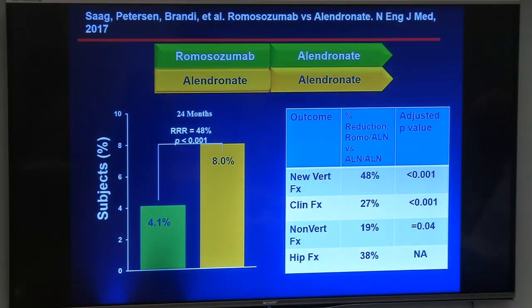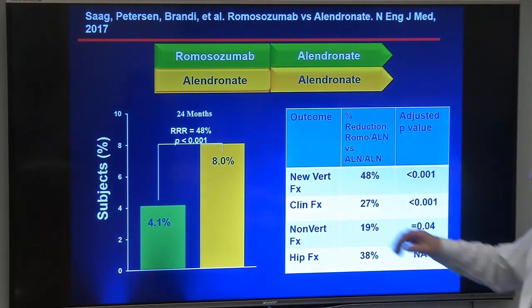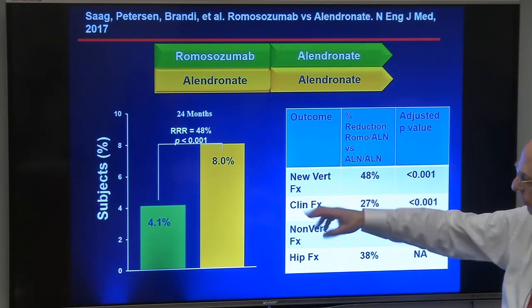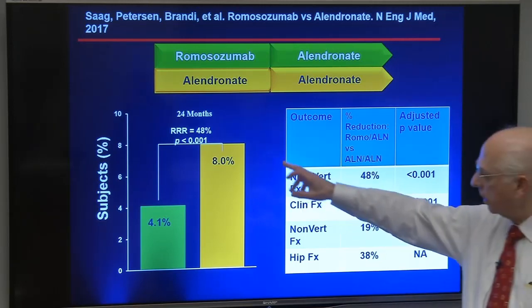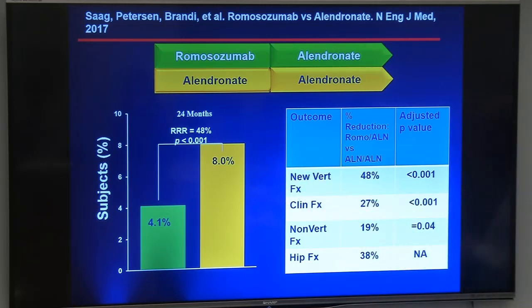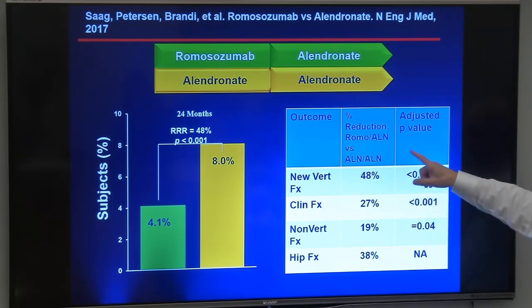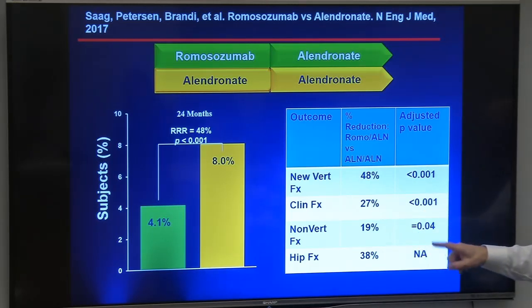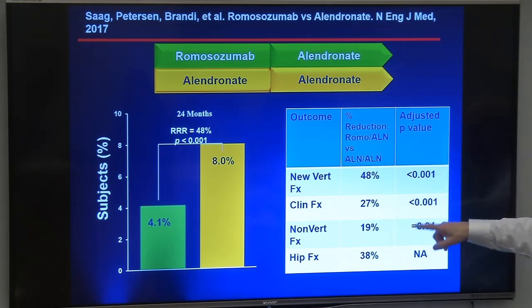And looking at fractures, you see that the group that got Romo then alendronate, this is 24-month data, versus the group that got alendronate throughout, there was about a 50% reduction in the relative risk. Again, other differences were clinical fractures. Romo beats alendronate by 27%. Non-vertebral fracture, again comparing Romo and alendronate, was significantly different, and the hip fracture just barely missed significance.